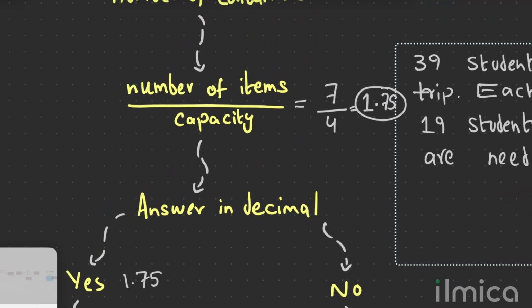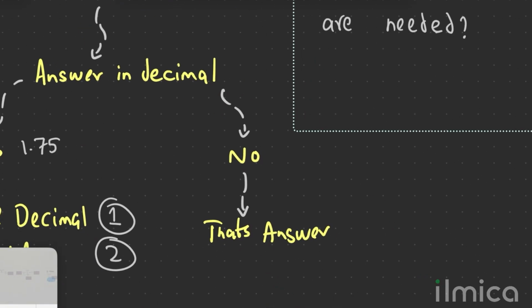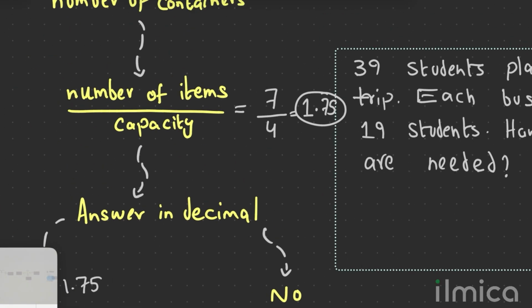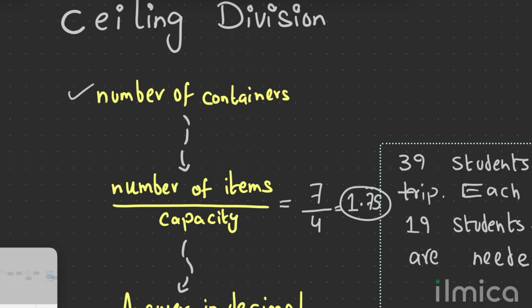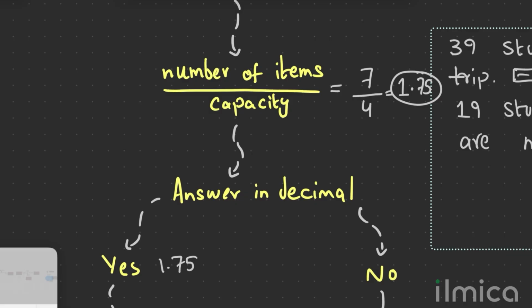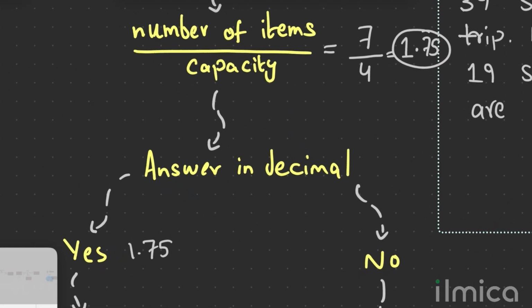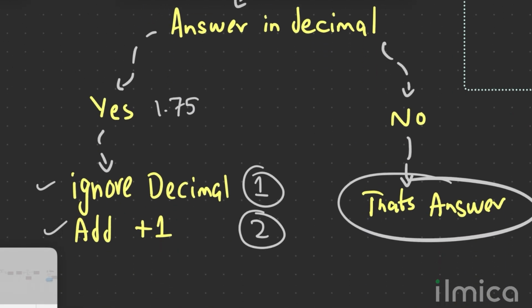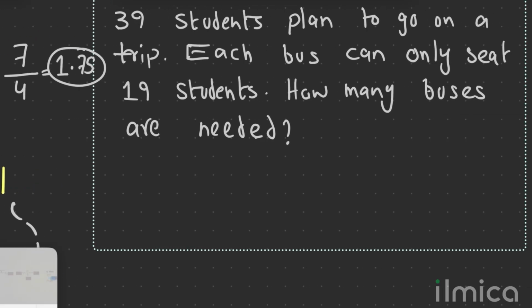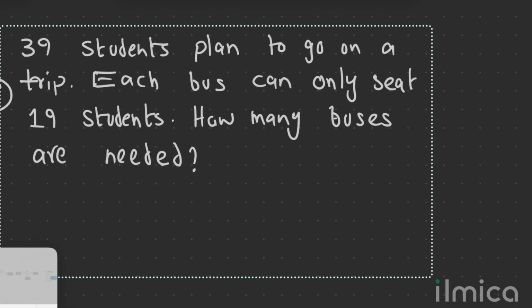What if there was no decimal that we were getting? Then in that case, that is your answer. So that is going to be the number of containers you're going to need. So the bottom line is that you simply take the number of items and divide that by the capacity. If there's a decimal, ignore the decimal and then add 1. If there is no decimal, then that's your answer. That's it. Let's try out a quick problem based on this.